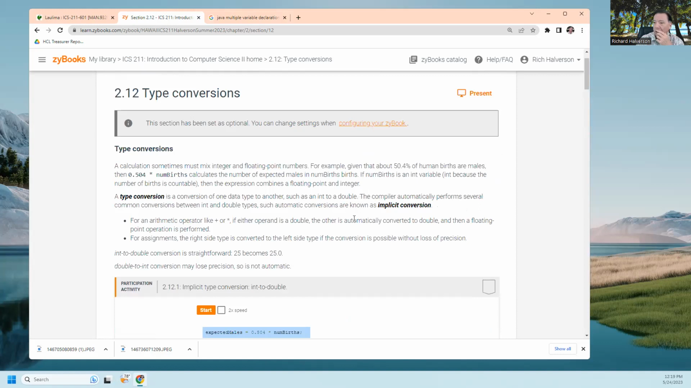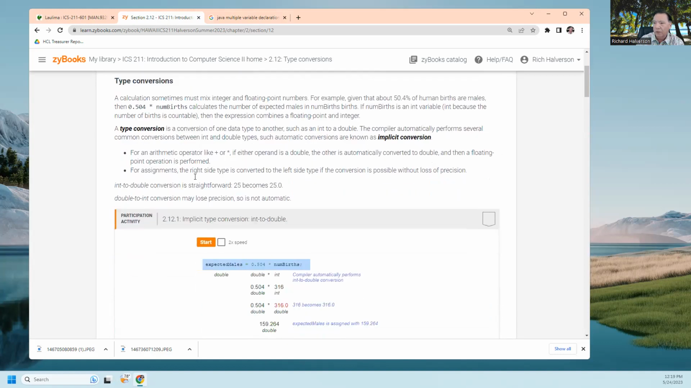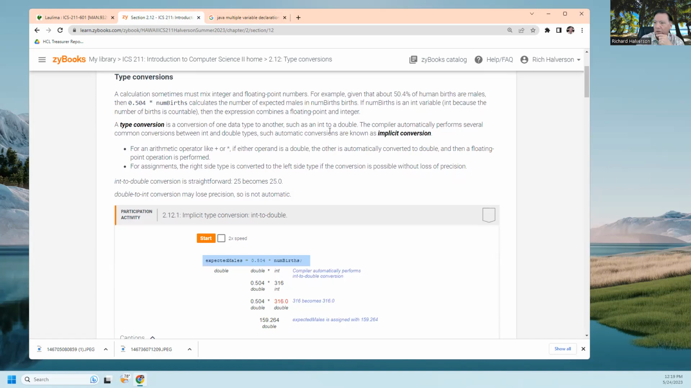Okay, so type conversions. Type conversion is a conversion from one data type to another, such as an int to a double. The compiler automatically performs several common conversions between int and double types, such as automatic conversions, and this is called implicit conversion.